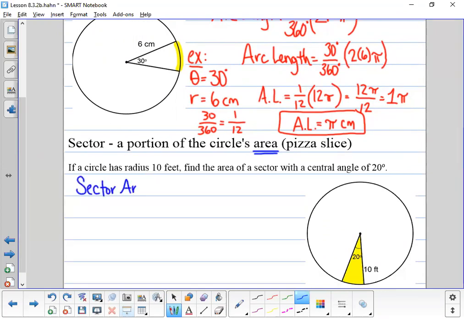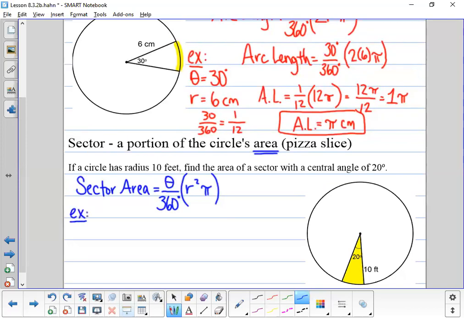First, we need to figure out what portion of the circle it is. And so that means we need the central angle. And we're going to, again, do the central angle over 360. That'll tell us what fraction of the area we have. And then we're going to multiply that by the area of the circle. So the area of a circle is going to be your radius squared times pi. So that is the formula that we're going to use for sector area.